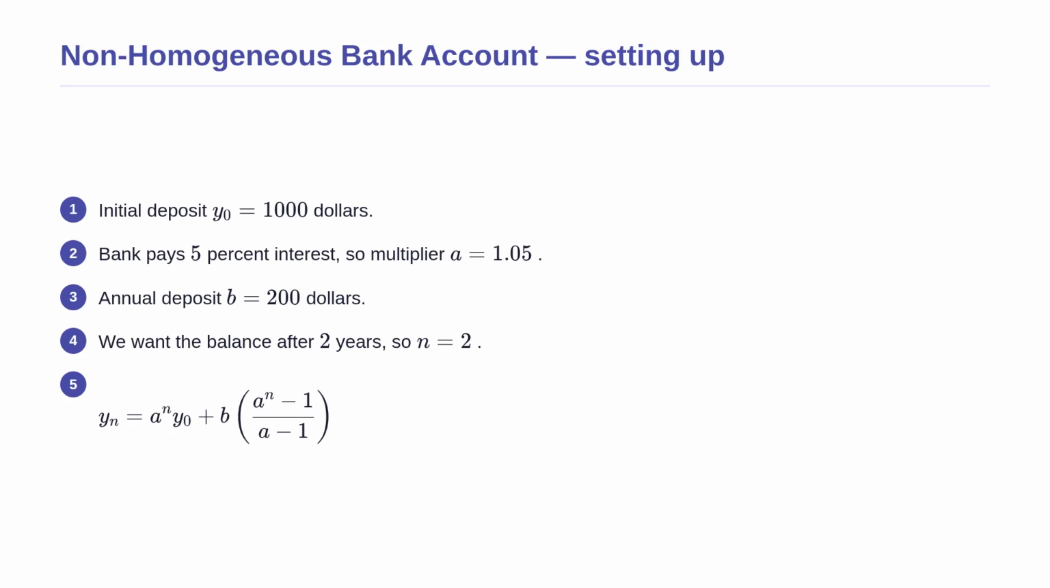First, we identify our components. Our initial amount y sub 0 is 1000. Our growth multiplier a is 1.05. Our constant addition b is 200. And our time step n is 2. We write down our general closed form formula, which is the perfect tool here because it handles both the interest multiplier and the constant annual deposits.